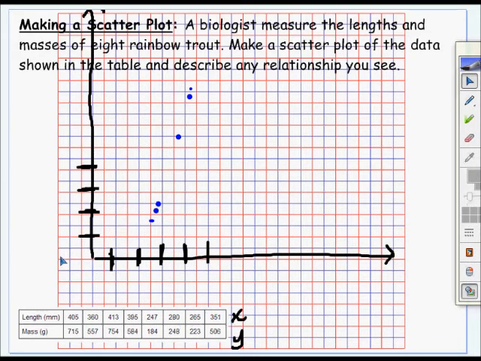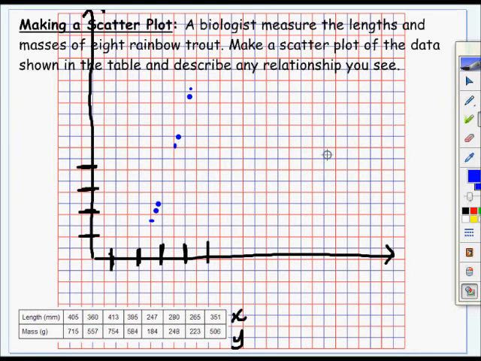And then our next one, 351. So here's my 350. Get my ellipse again. 100, 200, 350, 351, 100, 200, 300, 400, 506. That's going to be almost on that line.